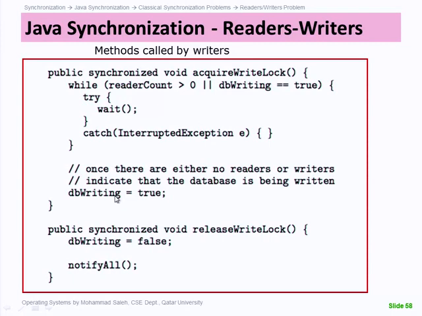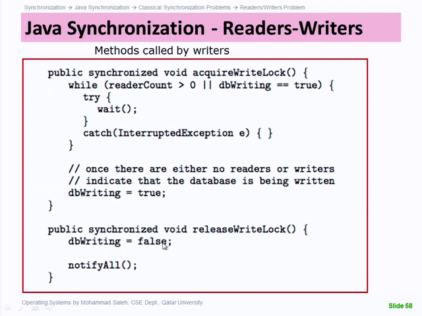Now for the releasing, one thing is done, which is basically DB writing equals false. I've finished writing to the database as a writer. During the writer writing to the database, there might be other requests from readers and writers, but they'll be blocked because DB writing is true. So all of these threads will be blocked in the wait set of the object.